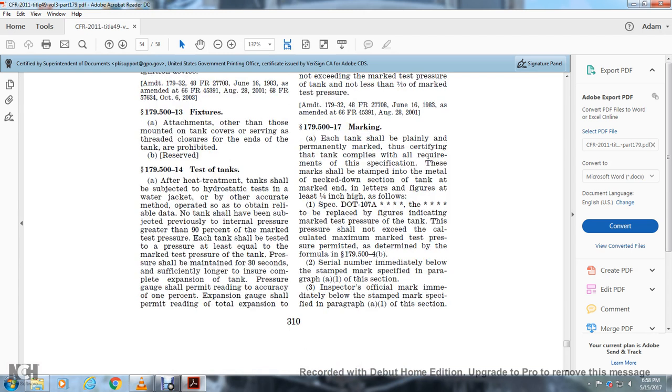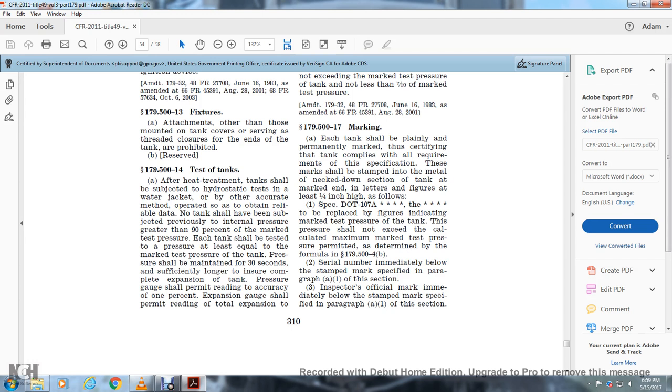179-517 Marking. Each of the tanks shall be plainly and permanently marked certifying that the tanks comply with all the requirements of the specification. The mark shall be stamped into the metal of the neck down section of the tank, at the marked end, with letters and figures at least 1/4 inch high as follows. Specification 107 is followed by the figures indicating the marked test pressure of the tank. The pressure shall not exceed the calculated maximum pressure permitted determined by the formula in 179-504B.